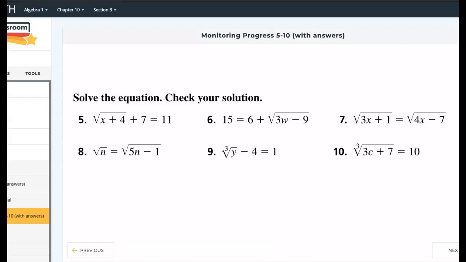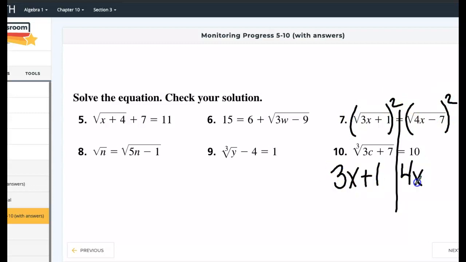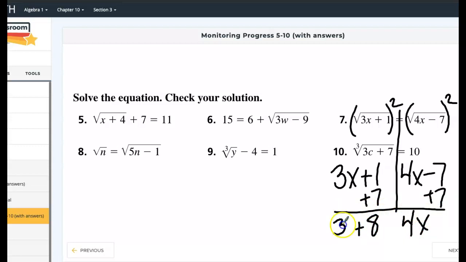Okay, next one, what'd you do first? Square it. So you would have 3x plus 1 equals 4x minus 7. Then I would add 7. So 4x equals 8 plus 3x. Then I would subtract 3x and I would get x equals 8. Thumbs up if you got x equals 8. These are the easy ones.